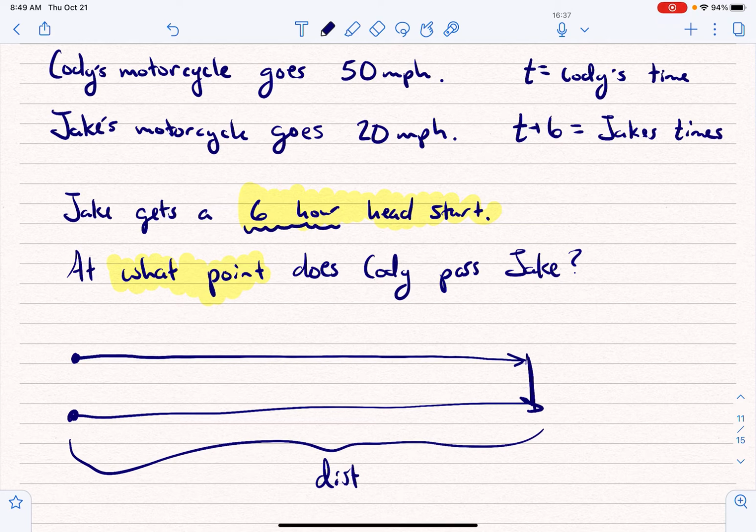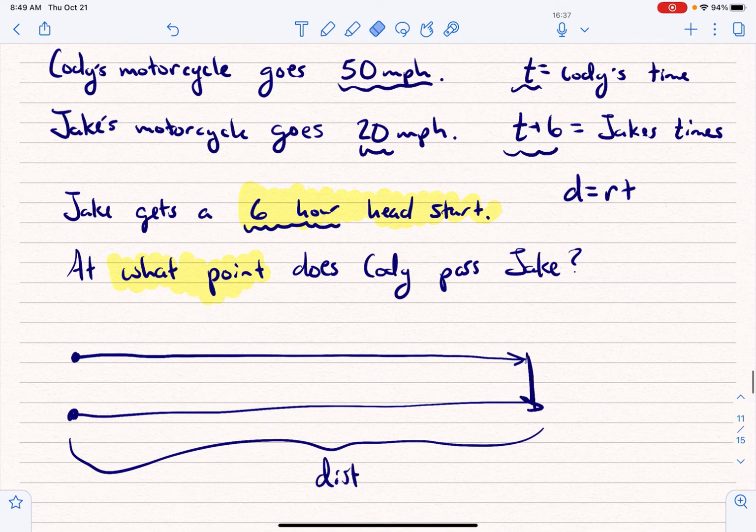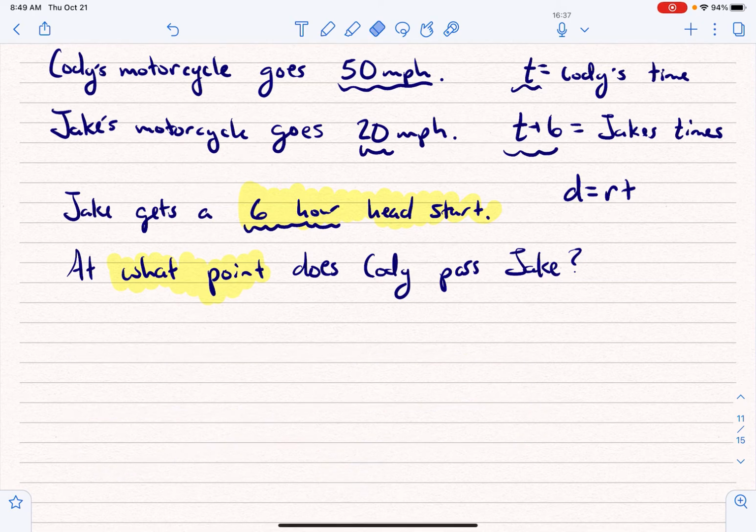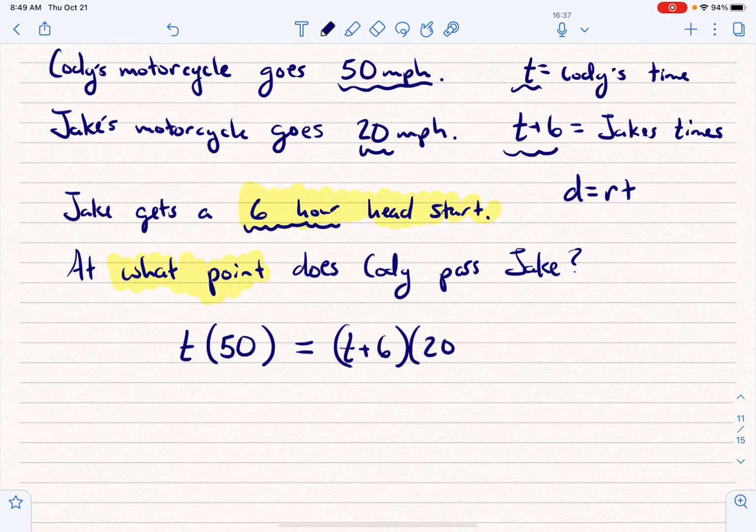And we know that their distances are equal. So distance is equal to rate times time. Here's a rate, there's a time. Here's a rate, here's a time. And the distances are equal when they pass each other. This one becomes so easy. So we set them equal to each other. Cody's time is t, and his speed is 50 miles per hour, equals Jake's time t plus 6, and his speed is 20 miles per hour.